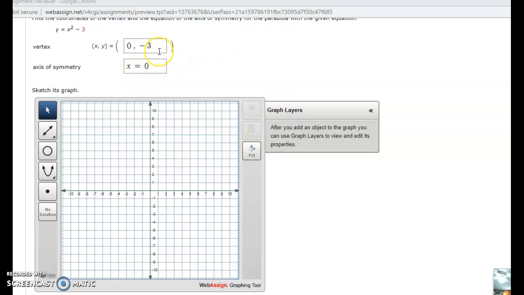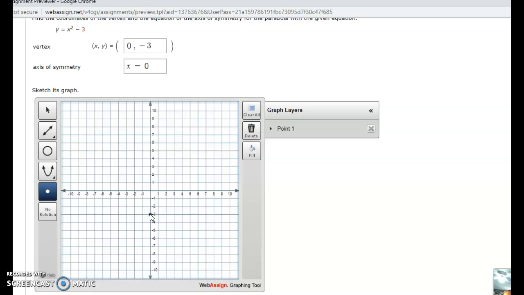When I want to go graph this now, it's important to graph the vertex point first. So I'm going to go ahead and click here. I believe I have to click a point and go to, in this case, 0, negative 3. I'm going to click on it.